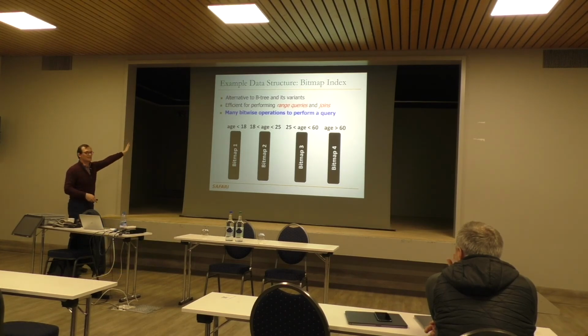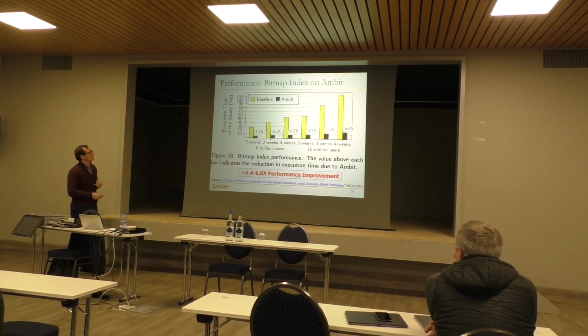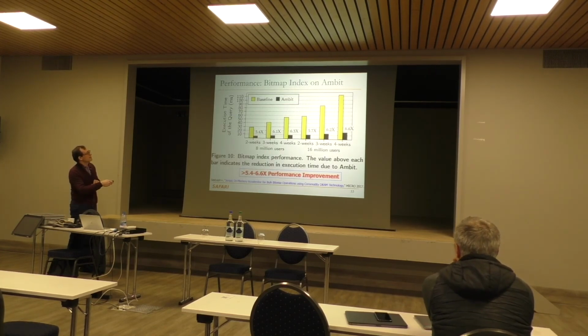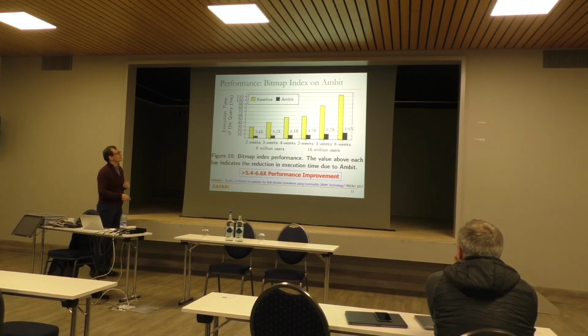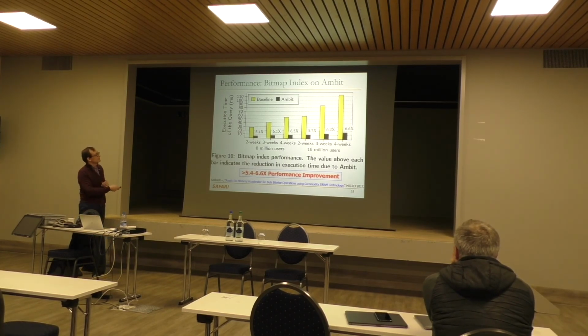Clearly, bitmap indices. Many people know bitmap indices. You basically do a lot of operations on bitmaps as opposed to other types of representations. OK, so we basically map bitmap indices and some queries using these bitmap indices on mbit, and we see significant performance improvements. Basically, as your data set size grows, performance improvements also grow because you can parallelize across different subarrays. And this is about 5 to 6x, as you can see over here.